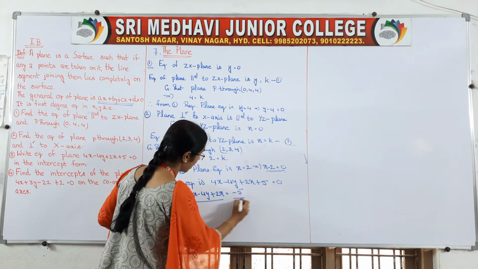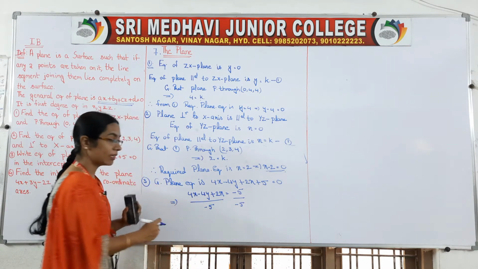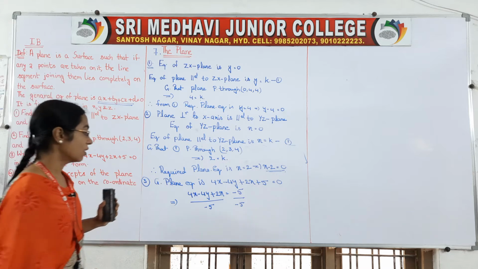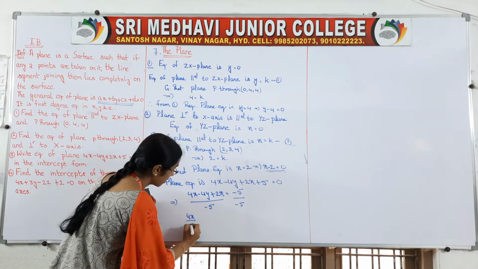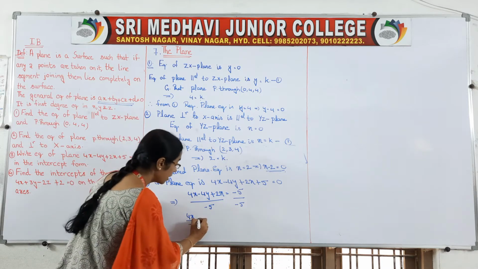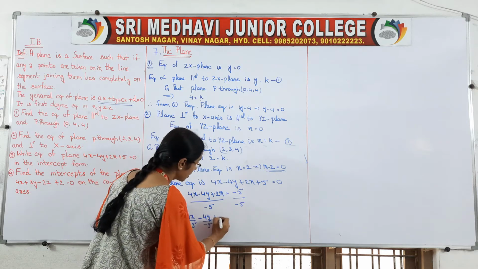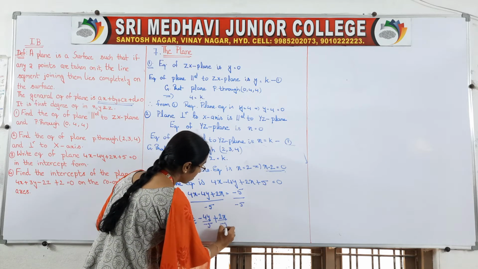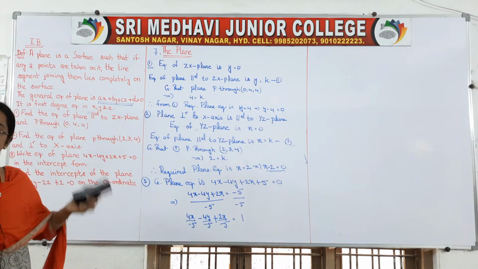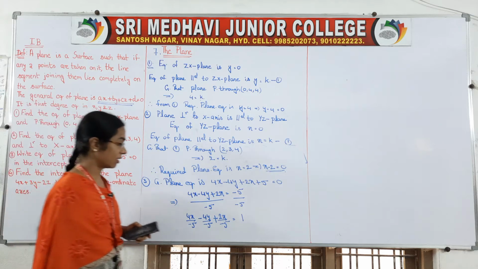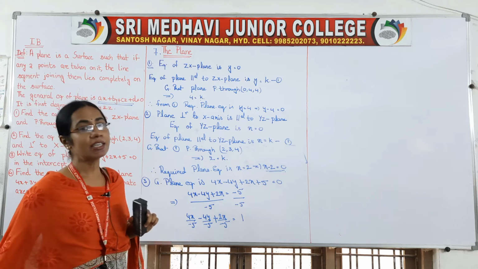Now dividing both sides by minus 5. In mathematics, whatever we do, we have to do on both sides. So now it is 4x by minus 5 minus 4y by minus 5 plus 2z by minus 5 is equal to 1. Minus minus cancel, 5 also cancels. So on the right side we got 1, which was our first aim.